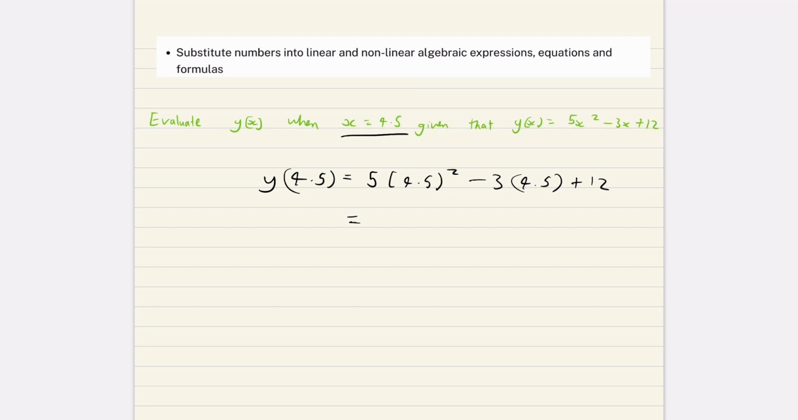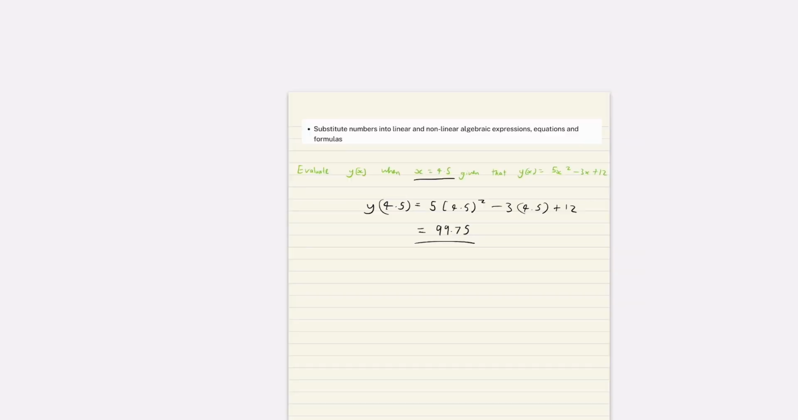Some examples you'll be able to do in your head, but for this one, we'll just use our calculator. If you type that in, 5 times 4.5 squared minus 3 times 4.5 plus 12, you're going to get 99.75. So that is the expression evaluated once we've subbed in x equal to 4.5.